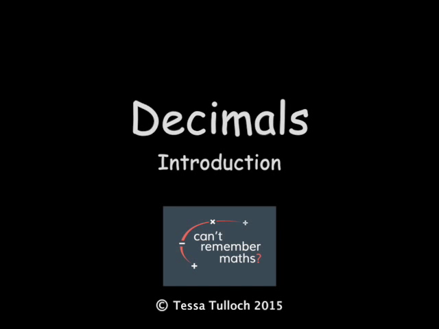Decimals, an introduction. Decimal numbers are in two parts. The first part, before the decimal point, is the whole number part. After the decimal point is a small extra part which is always less than one whole unit.